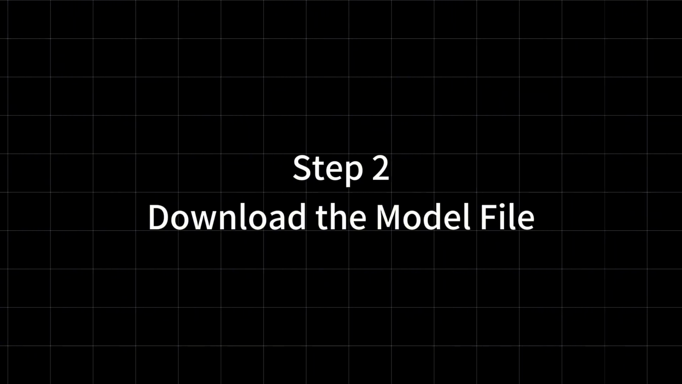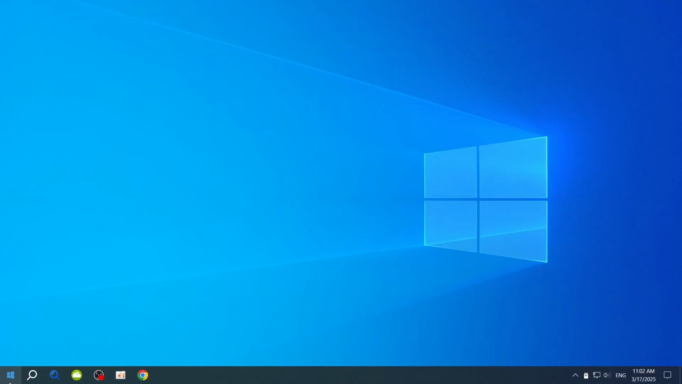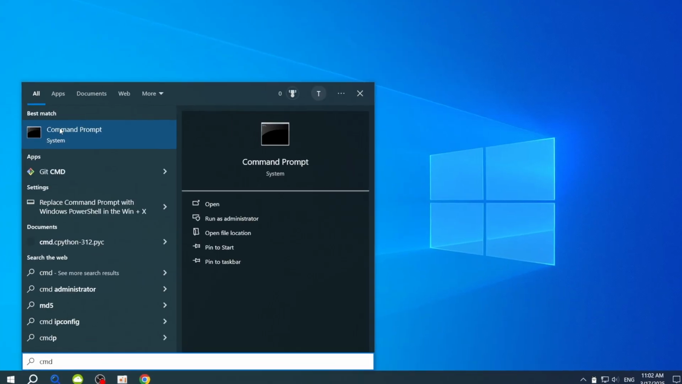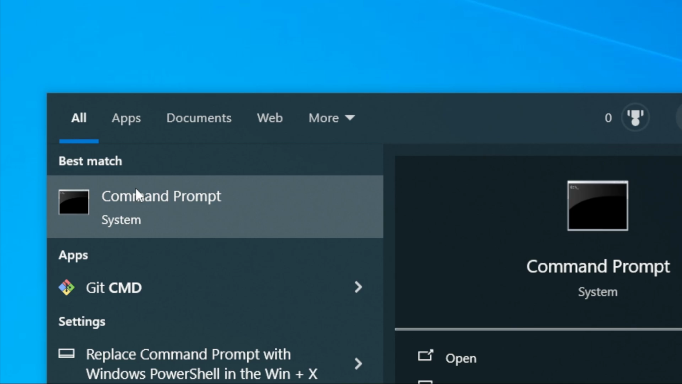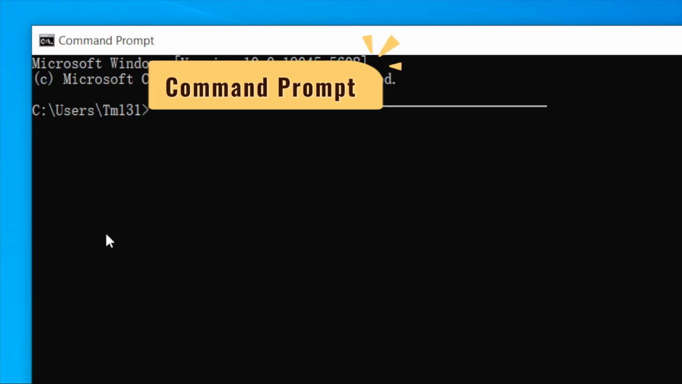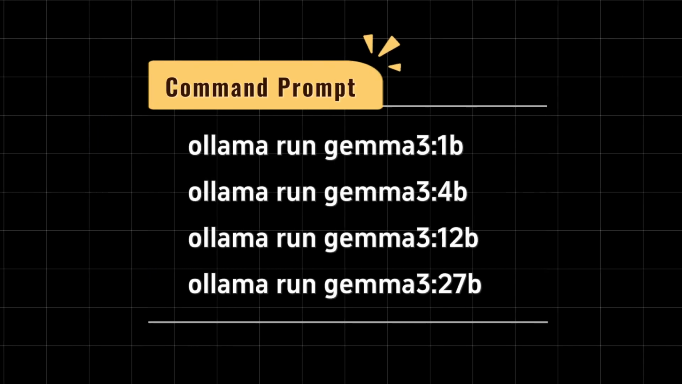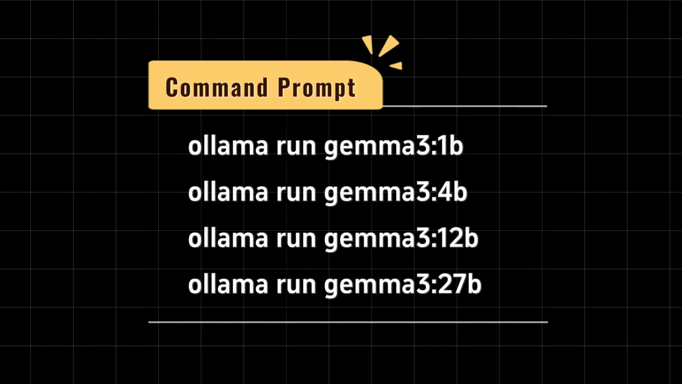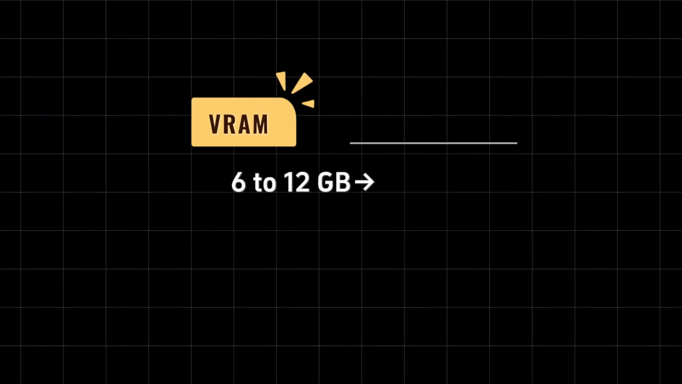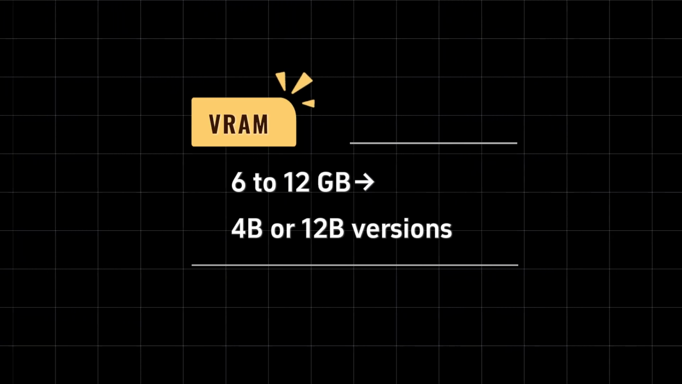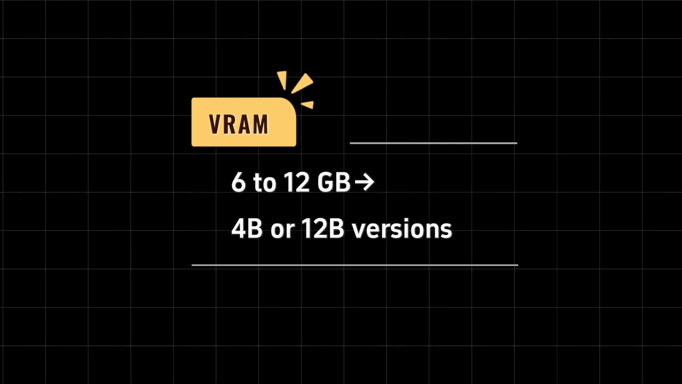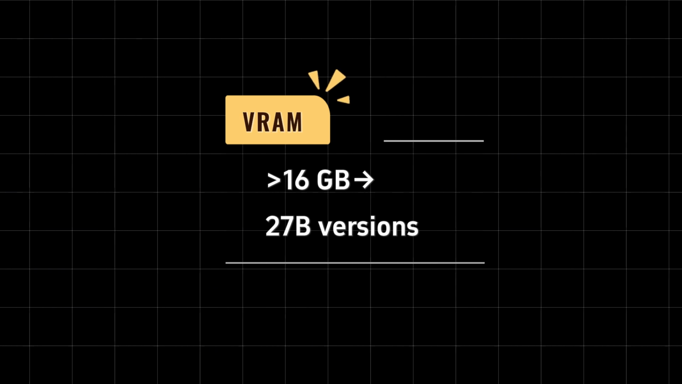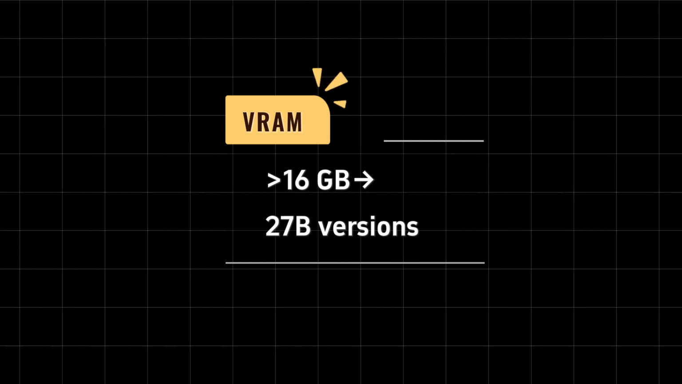Step 2. Download the model file. Return to your desktop, and open the search bar in the bottom left corner. Type CMD and click on Command Prompt. Don't be intimidated. You'll only need to enter one of the following four commands corresponding to different versions of Gemma 3: 1B, 4B, 12B, or 27B. If your computer has 6 to 12 gigabytes of VRAM, we recommend the 4B or 12B versions. For high-performance PCs with over 16 gigabytes of VRAM, you can try the 27B version.